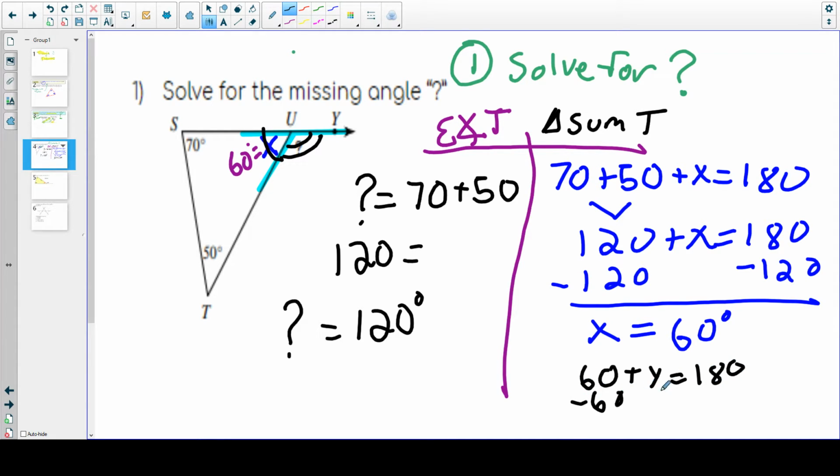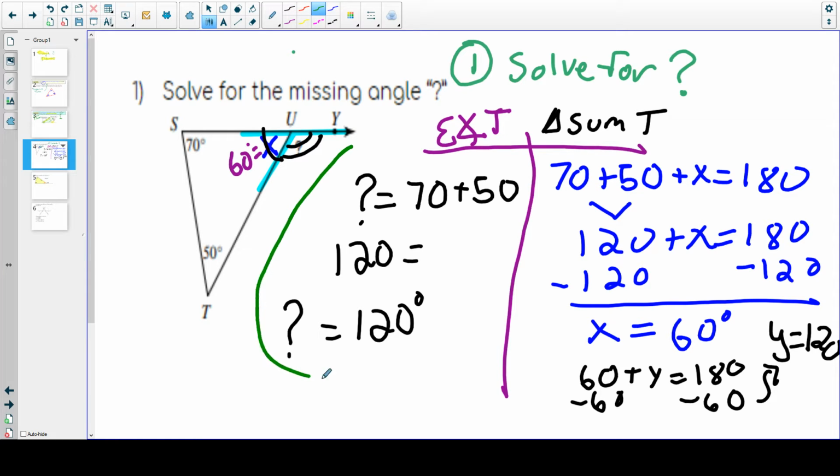Subtract 60 on both sides, and you get that y, which is our missing angle, which happens to be the exterior angle, equals 120. Oh, I can't fit it, I'm so sorry. But look, did both of these methods work? Absolutely. But which one was much easier? This one.